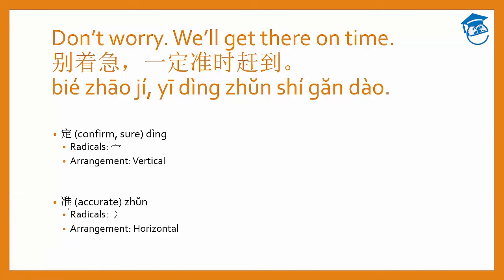Okay, 准, it means accurate. Okay, this is the pinyin 准, and the radical is what's on the left there. So the arrangement is horizontal because you have left and right component. Let's look at how to write 准. 1、2、3、4、5、6、7、8、9、10. 10 strokes for this word, 准. Let's look at the next new word.